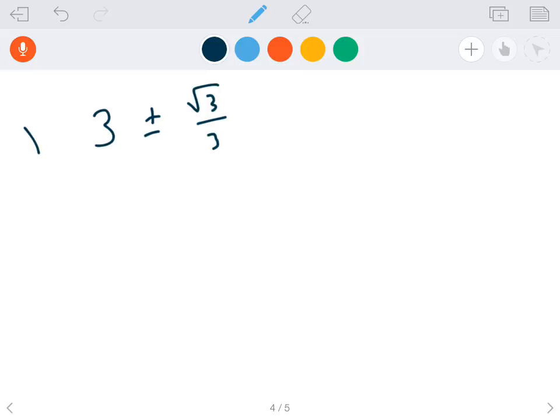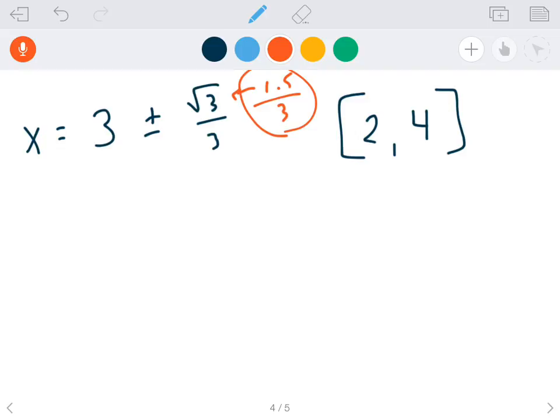Now, these are my x values, and I need to make sure that they fall in my window. My window was from 2 to 4. The square root of 3 is going to be between the square root of 1 and the square root of 4, so it's going to be somewhere between 1 and 2, right? So we'll say maybe that's 1.5-ish divided by 3, so this is going to be a fraction that's less than 1. 3 plus a number that's less than 1 is going to be less than 4, and then 3 minus a number that's less than 1 is going to be greater than 2, so both of these values fall within my range, right?